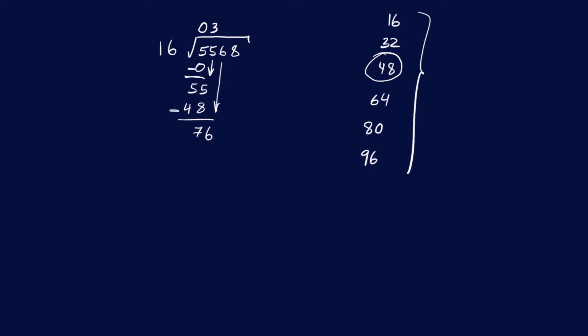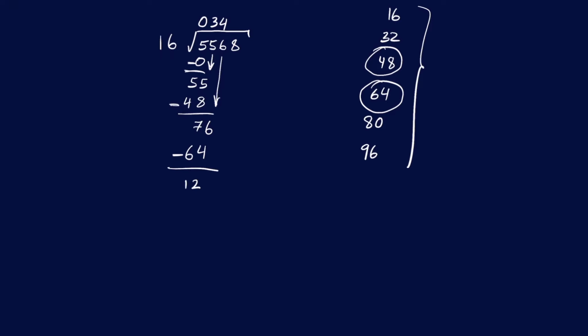So now we just have to figure out how many times does 16 go into 76. And since we wrote down the multiples of 16, we know the closest number that's bigger is 80. So 16 goes into 76 only 4 times because 80 is bigger than 76. So we're going to write that down as the next digit of our answer and then multiply 16 by 4, which is 64. Then we're going to subtract 64 from 76, and the answer is 12.